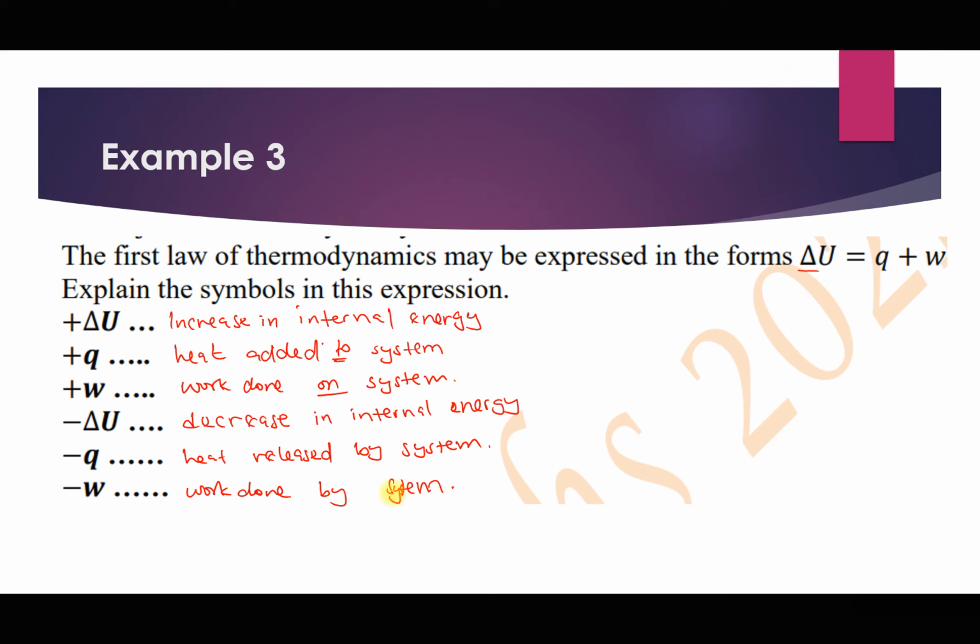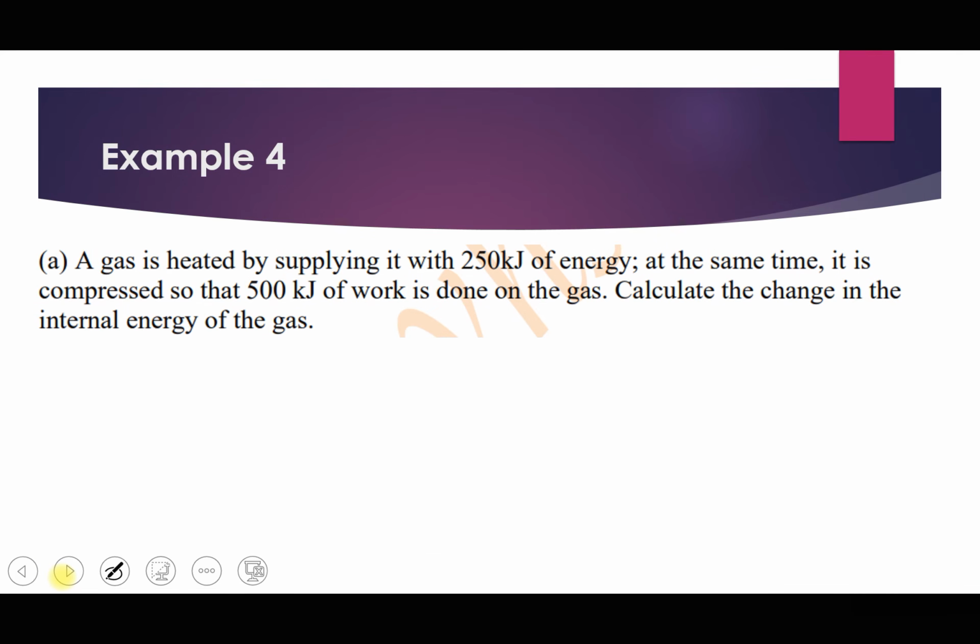Work done by the system. Okay, so that is the sign convention. You'll find such a question many times in the exams. A gas is heated by supplying it with 250 kilojoules of energy. At the same time, it is compressed so that 500 kilojoules of work is done on the gas. Because this is work done on the gas, by convention that is positive.